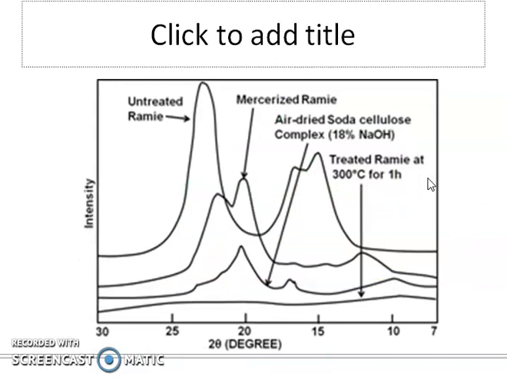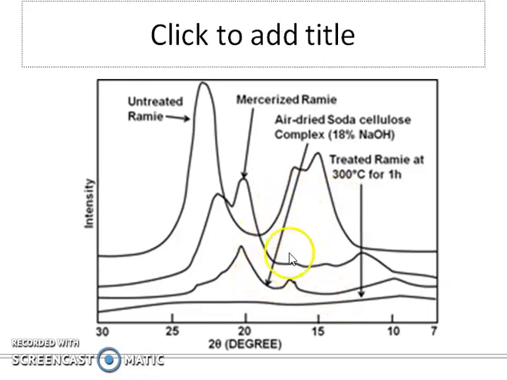These are some other samples: this is untreated rami, this is mercerized rami, this is air dried soda cellulose complex with 80% NaOH treated rami, and this is rami which was treated at 300 degrees centigrade for 1 hour. If you see all three upper samples and the lower sample, the lower sample was treated at 300 degrees centigrade for 1 hour. It means the crystallinity has disappeared from the sample. All crystals have disappeared. Either the fiber material has disintegrated or it has burned.